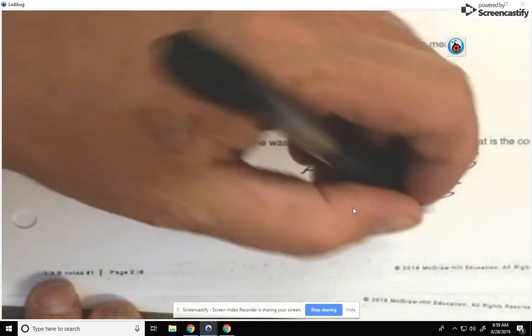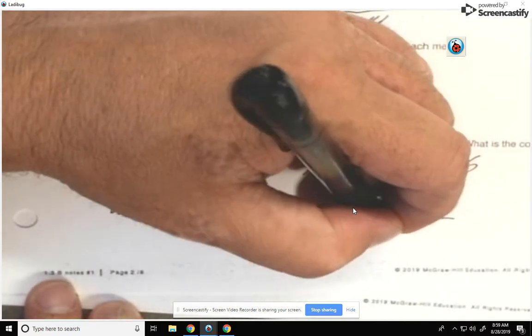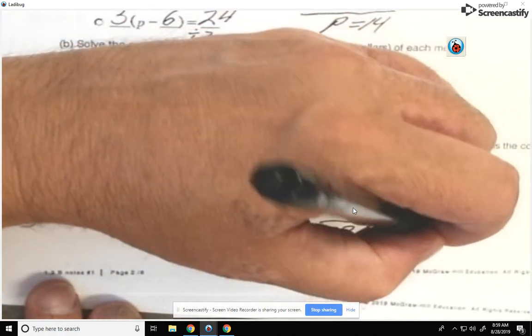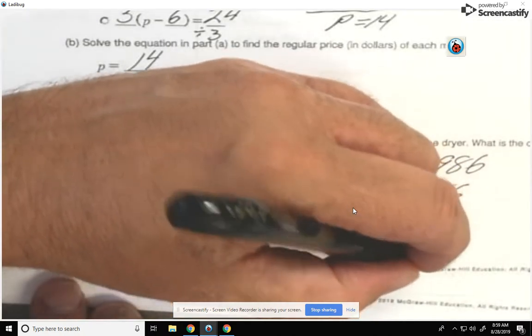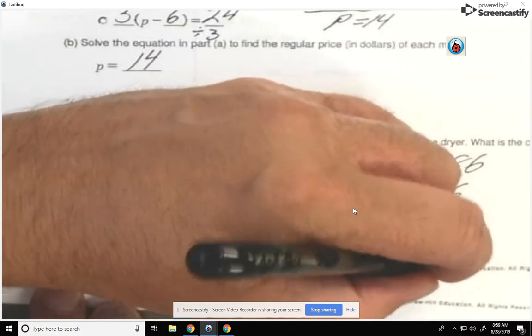From here, we subtract over our 36 to get 2D equals 950. And then we divide through by the 2 to get the dryer cost of $475.